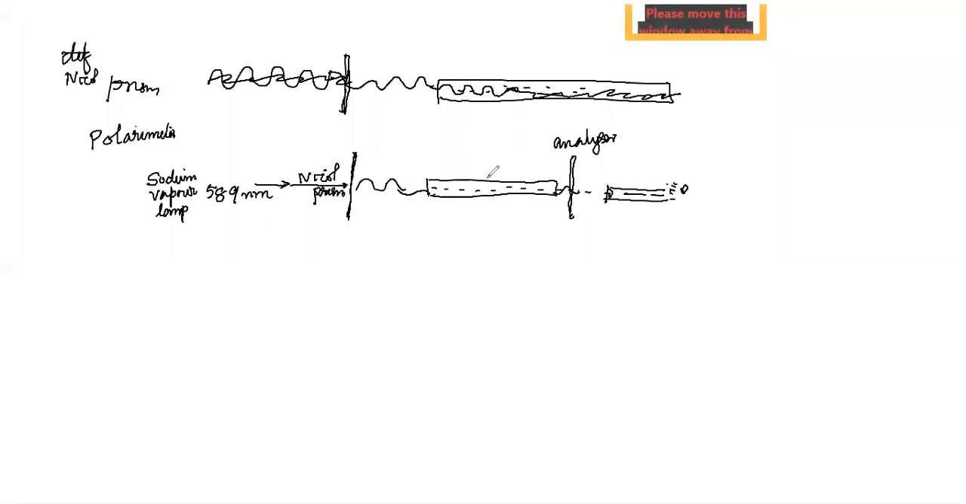Now you take this tube out and fill it with an optically active solution, a solution containing an optically active compound. Now observe from here. You will not see the light coming out. You will see darkness. What do you do?